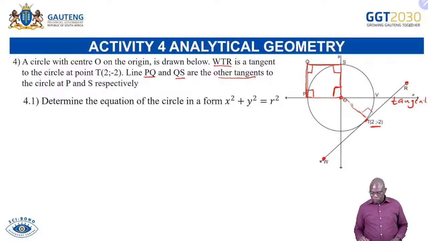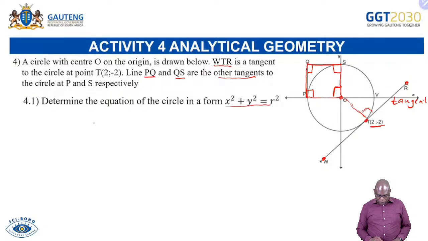That radius there, because it's a tangent also. I've got 3 tangents. Now, determine the equation of the circle in this form. The form is already given, no problem. So what am I going to do? I'm now going to substitute the point that is on the circle. The only point that I have on the circle is (2, -2).